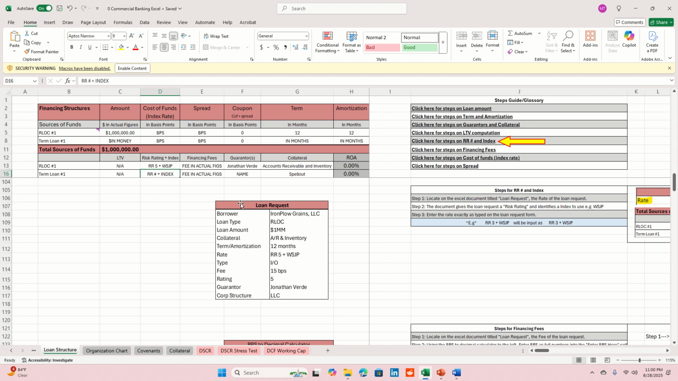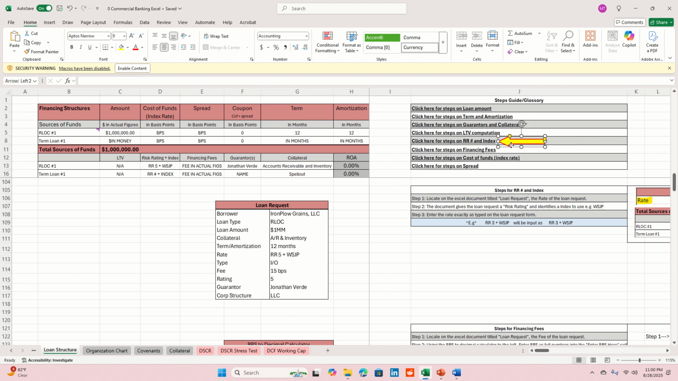Just know you type in risk rating, the number, and then you're going to type in plus Wall Street Journal Prime or FHLB or whatever you want. You can put the number sign there. You can not put the number sign there. It doesn't make too big a difference to me. Just make sure that it says RR, a number, and the index. Okay.